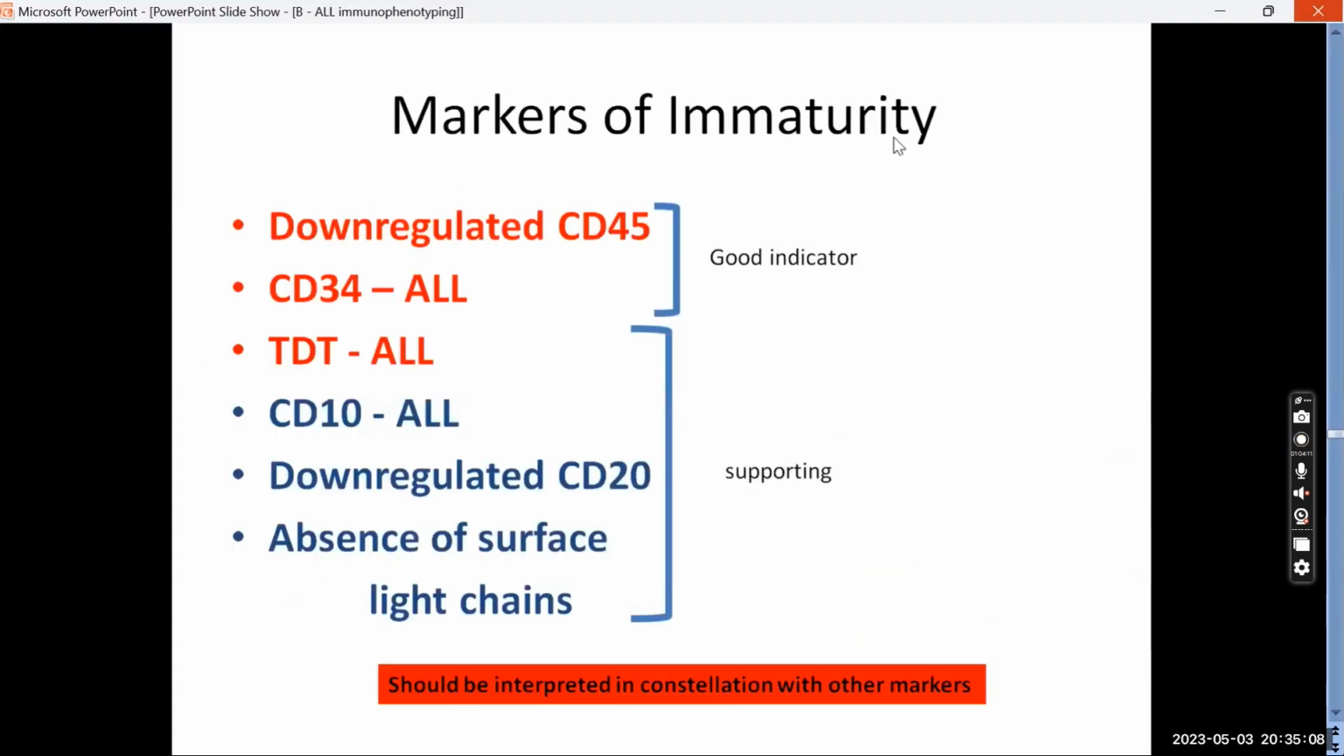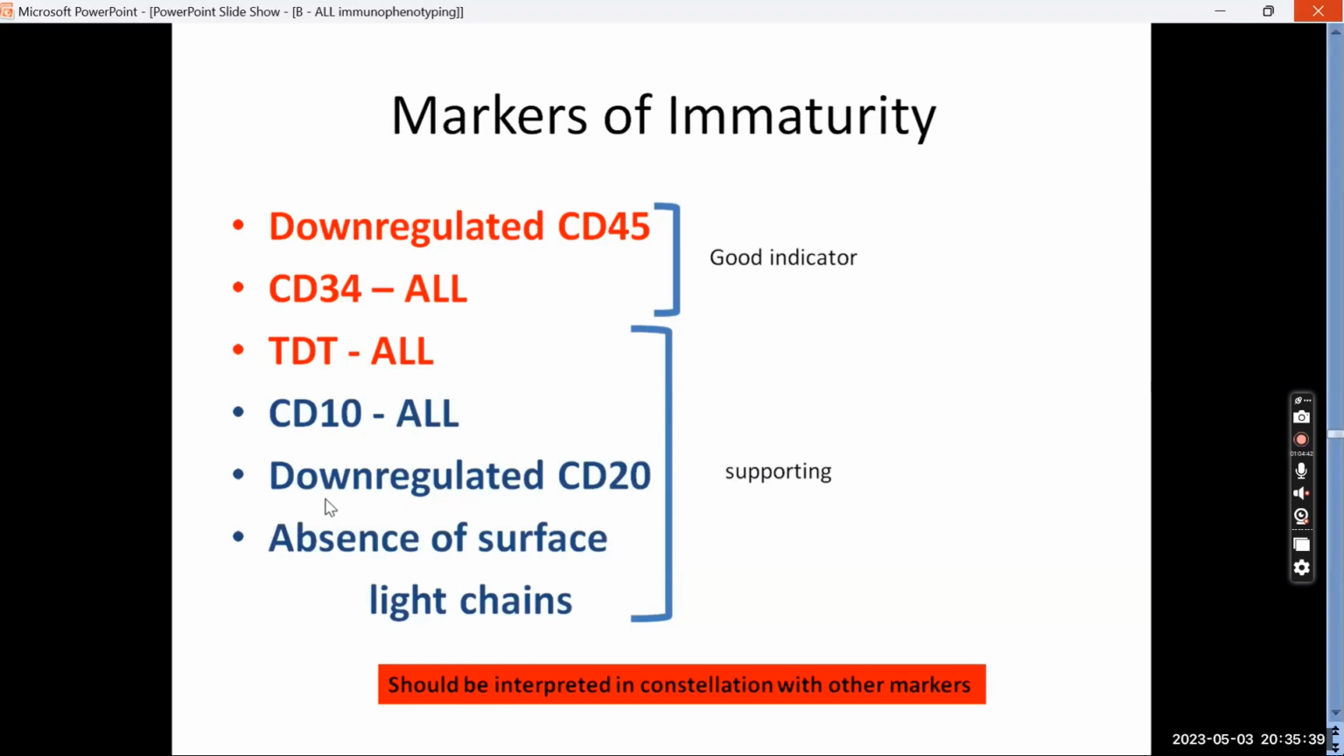Now, this is what I said to you. So markers of immaturity: downregulated CD45, CD34, TdT. Okay, and the other supporting marker is CD10, because why I have said supporting is CD10 positivity can be seen in Burkitt's lymphoma. So just interpreting only CD10, you cannot call it immature. But CD10 along with these markers is very helpful. CD10 is again an immaturity associated marker. Downregulation of CD20 is an immaturity associated marker.